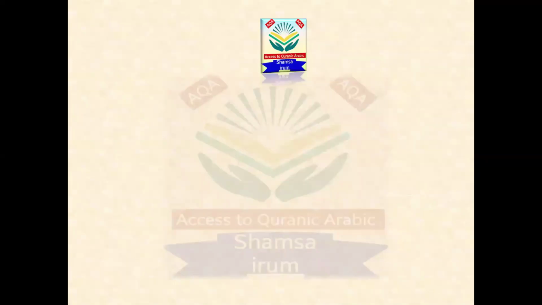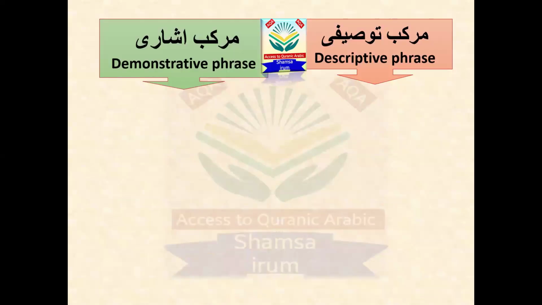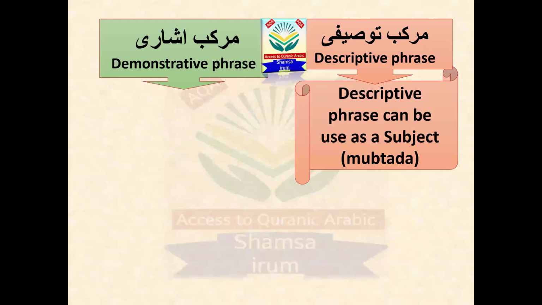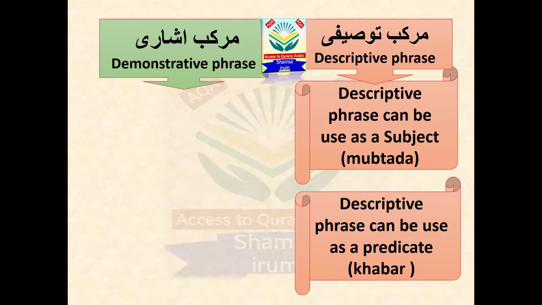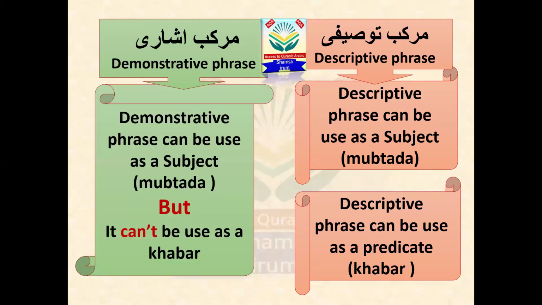So now in this slide, I will explain to you about both phrases, the descriptive phrase and the demonstrative phrase, and which part we can use these phrases for. The descriptive phrase we can use as a subject, as a mubtada, and we can also use this phrase as a khabar, as a predicate. But on the other hand, the demonstrative phrase can be used as a subject, as a mubtada, but it can't be used as a khabar. We can't use it as a predicate.